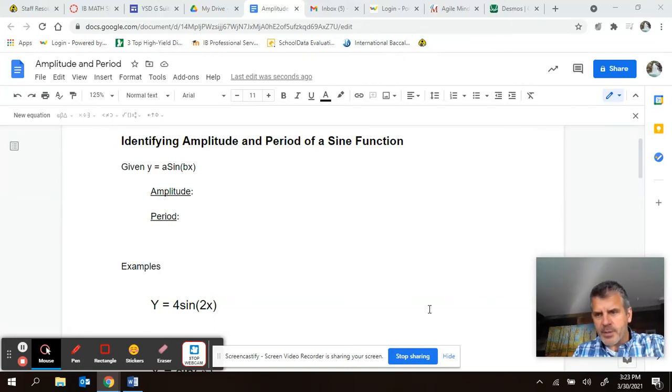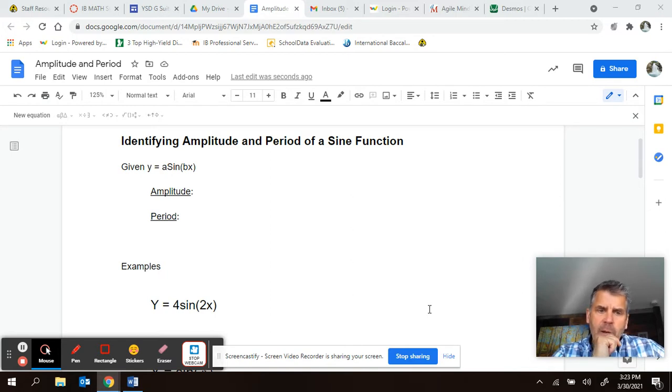Hello, students. It's been a while since we've done this way of learning, but I wanted to give you an opportunity to have some experience with identifying amplitude and period in a sine function. This springs off the stuff that we dealt with today in class.